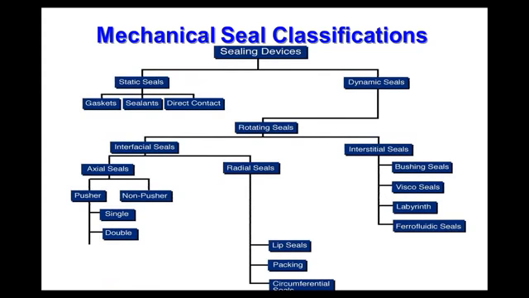Now, here are some sealing classifications. These are all different types of seals, not just mechanical seals, but all types of seals, from gaskets and sealants all the way to the mechanical seals that we're going to talk about. Mechanical seals fall under the axial seals, and the categories that are under axial seals are pusher, non-pusher, single, and double.